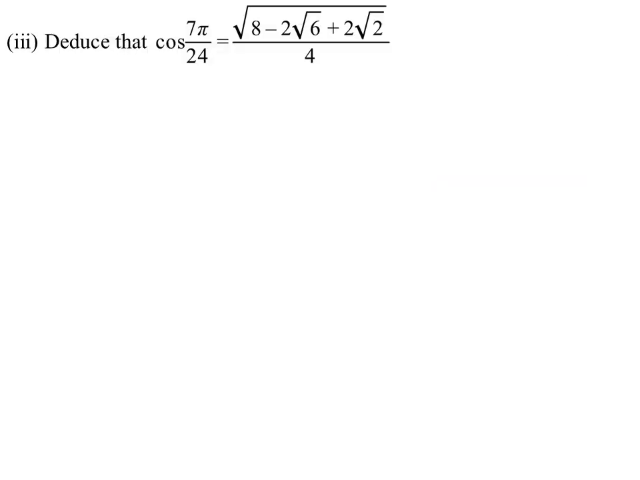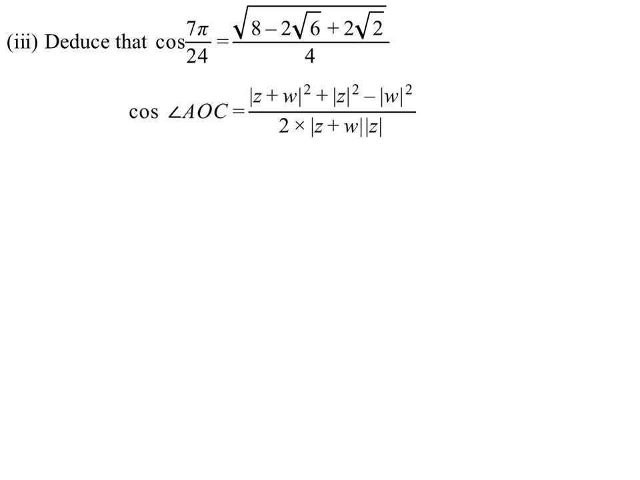From there, deduce that the cosine of 7 pi on 24 is this lovely expression. Well, the square root of 8 minus 2 root 6 plus 2 root 2 all over 4. Well, I've now got a triangle. I know an angle. Let's use our cosine rule. We've got the length of 3 sides and we've got the angle. So we can find what we want.